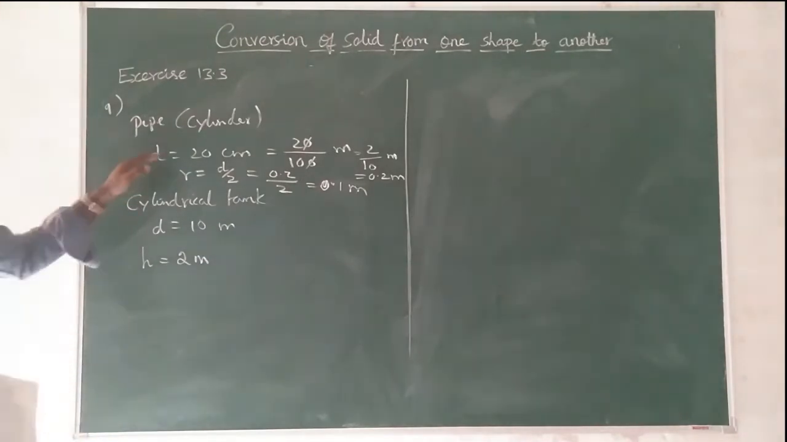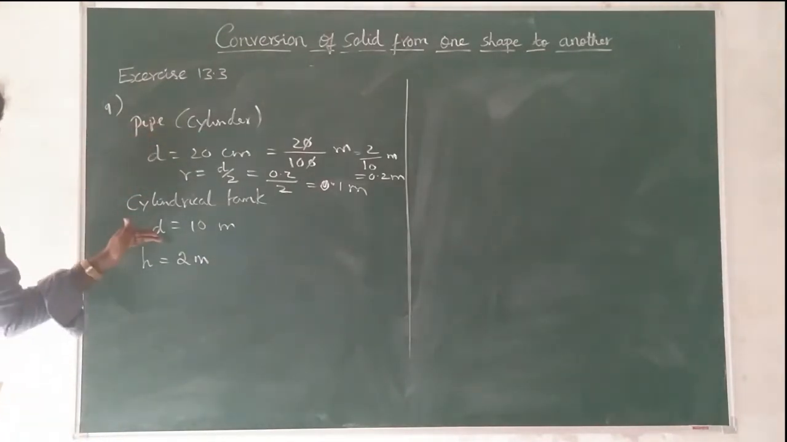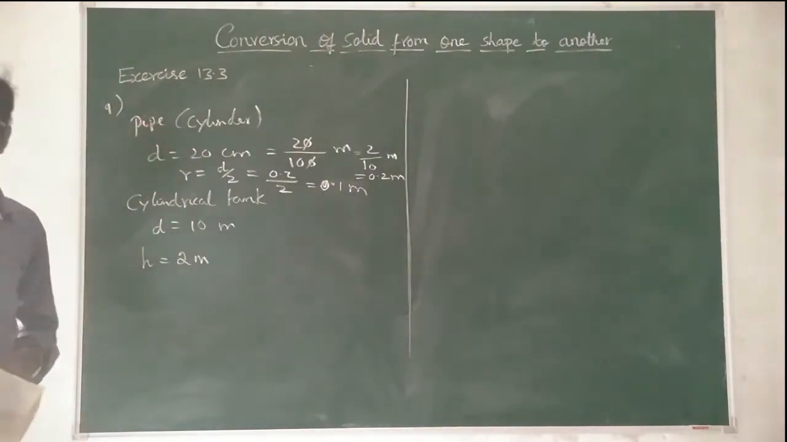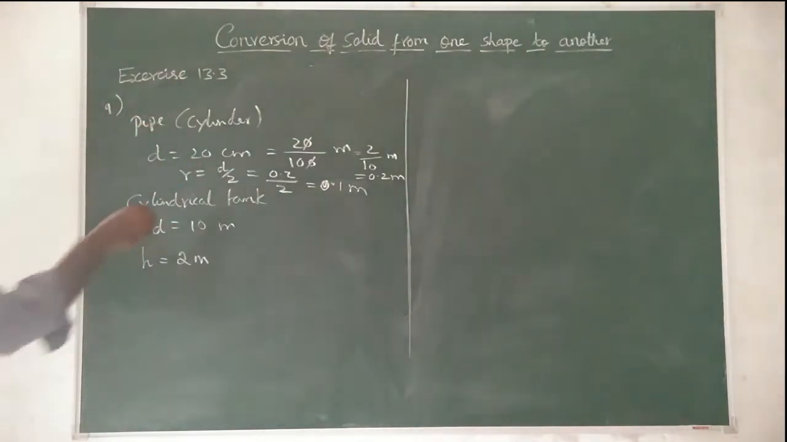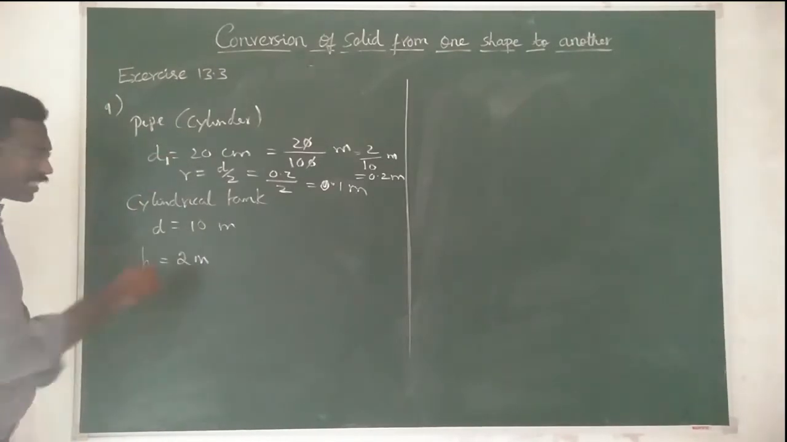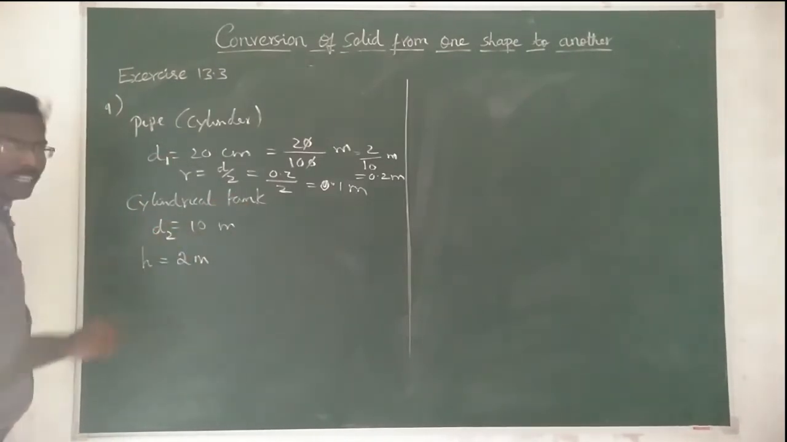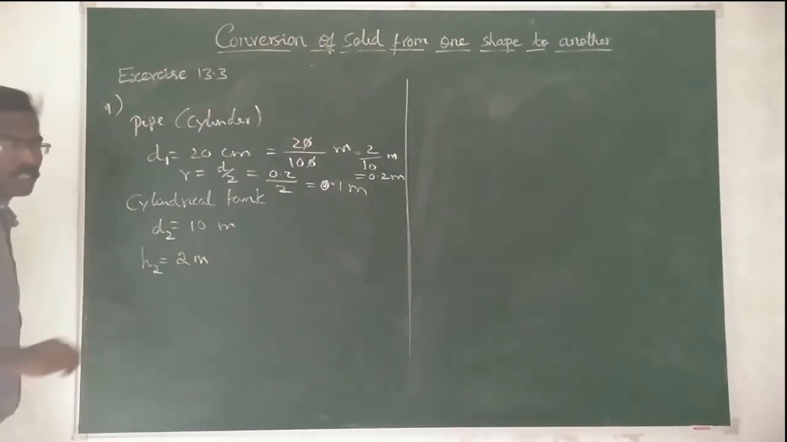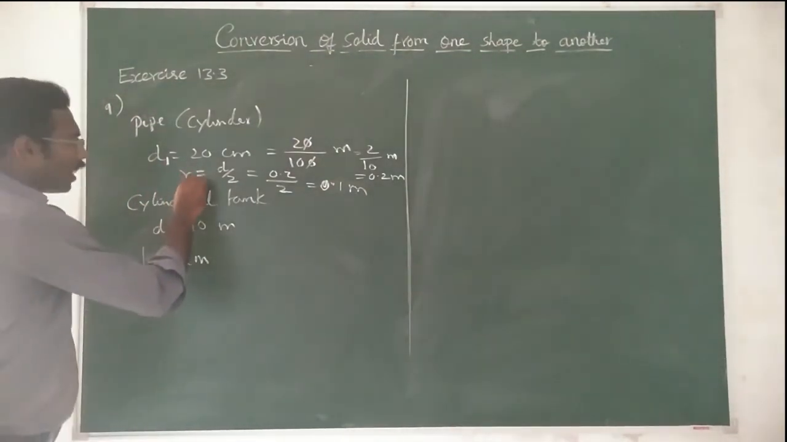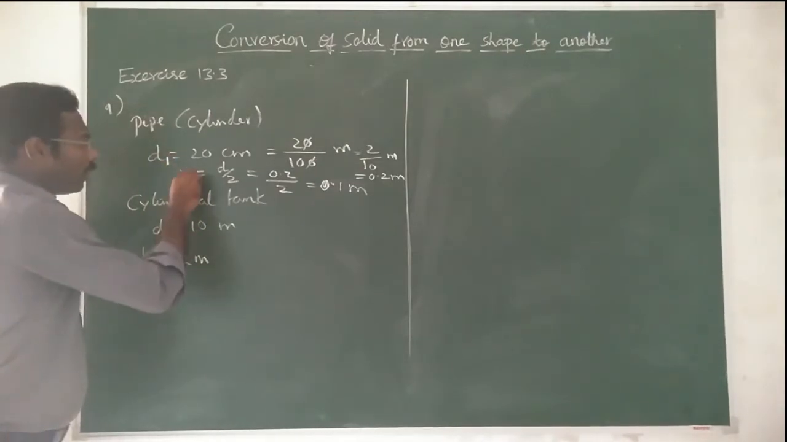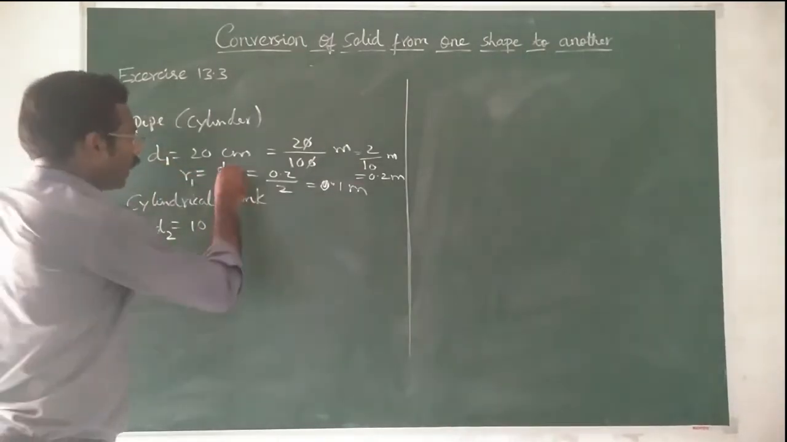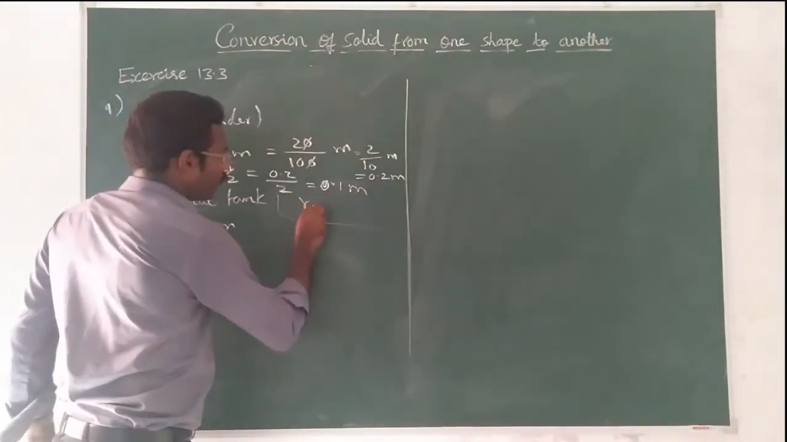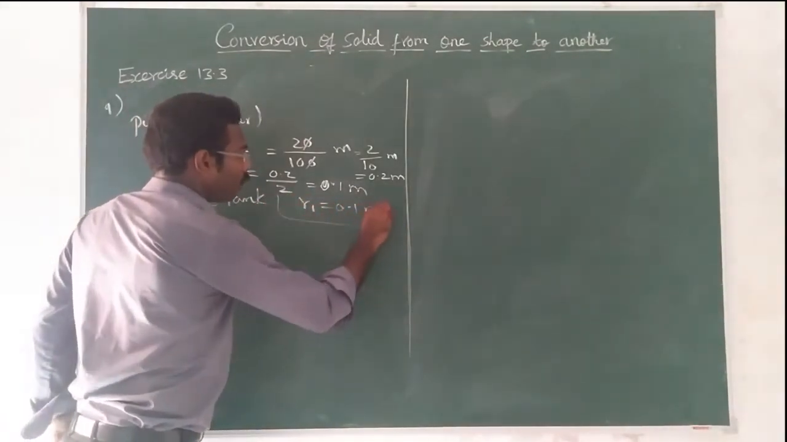Okay, so this is also diameter, this is also diameter, but both are different. This is 20 centimeter, this is 10. So we have to differentiate it. So pipe's diameter D1, cylindrical tank's diameter D2. Understood or not? Okay, similarly here also height H2. So radius is R, diameter D1, radius is R1. So here we got R1 is equal to 0.1 meter.